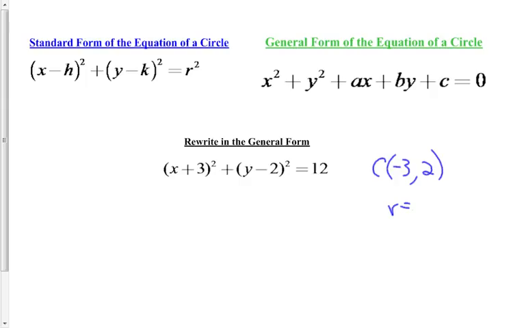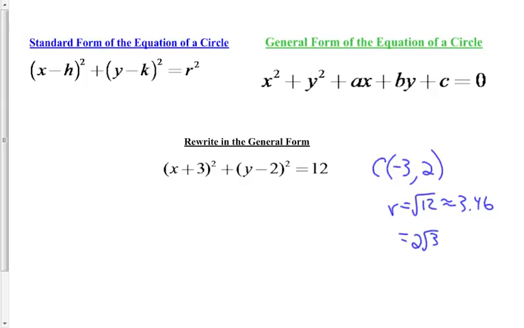So the radius is actually the square root of 12, which is approximately, can somebody punch that in your calculator a second? What's the square root of 12? 3.46, okay? Which would be good for graphing. Or if we look at the 12, 4 goes in there, so we're going to get 2 square root of 3. Okay? That would be our radius.